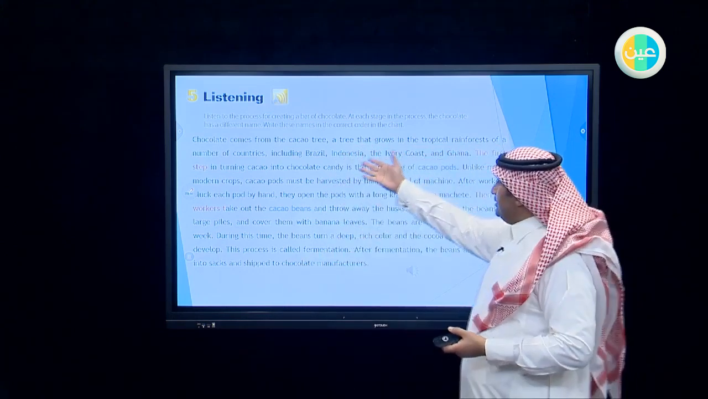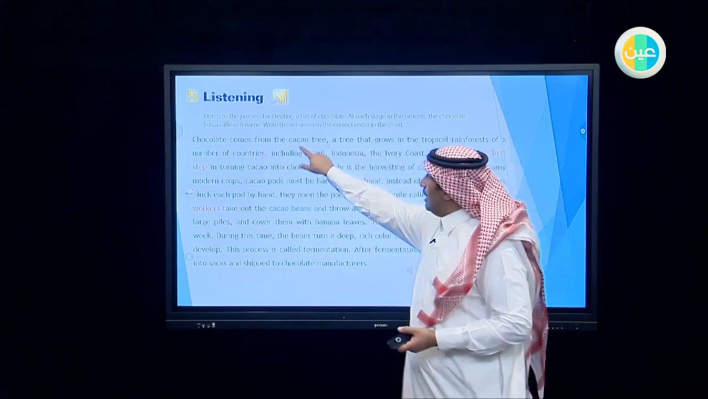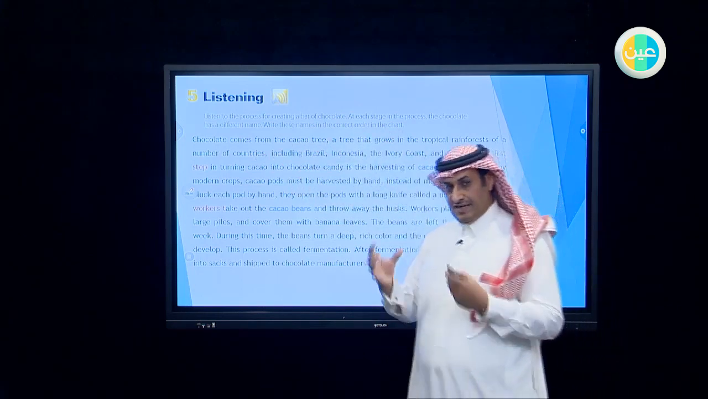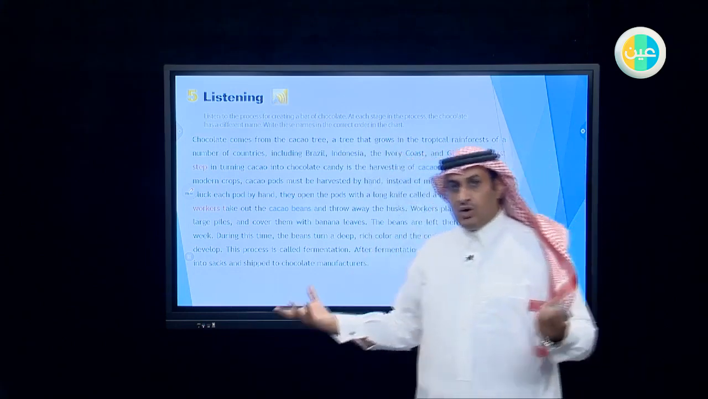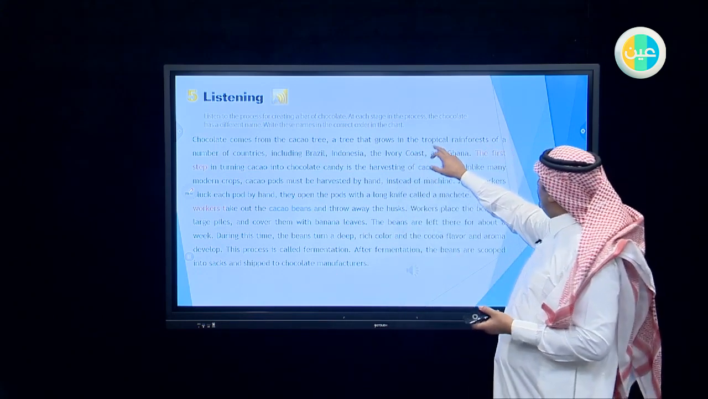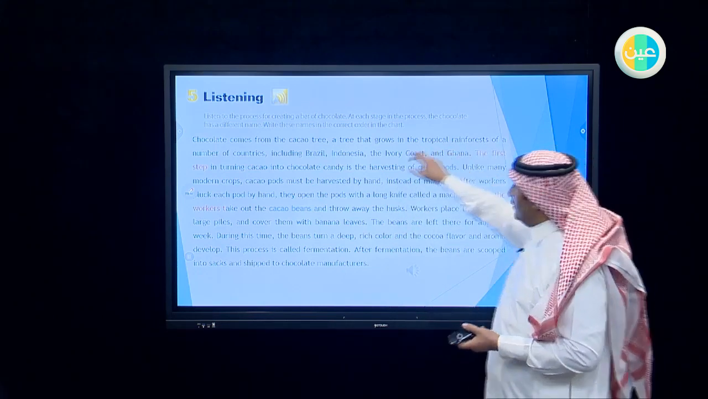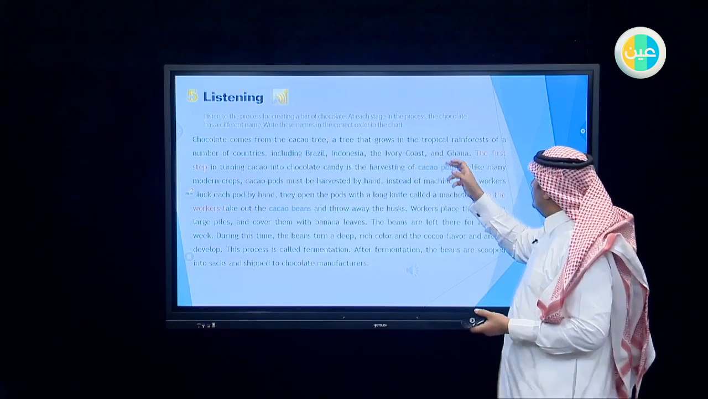Okay, as you see, gentlemen and girls, where does chocolate come from? The cacao tree. There is a tree for cacao. Where does it grow? Where can we find it? In which place? You can find it in the tropical rainforests of a number of countries, like what? Brazil, Indonesia, the Ivory Coast, and Ghana.